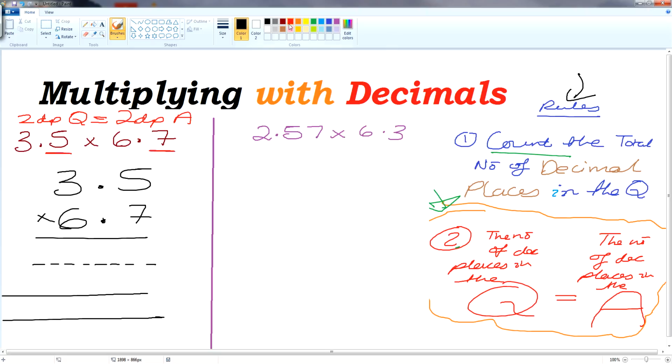So what do we do first? First of all, we do 5 times everything on the top, times by 7, which is 35. So 5 times by 7 is 35. 3 times by 7 is 21, add 3 is 24. So that's been used up. Now I'm not putting any decimal points in this part of the working out at the moment.